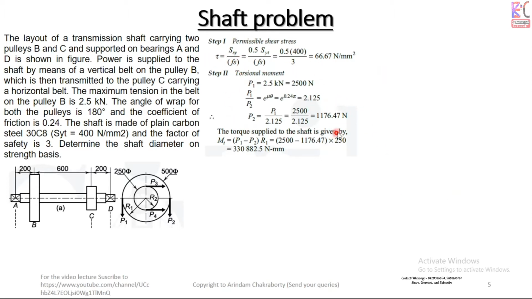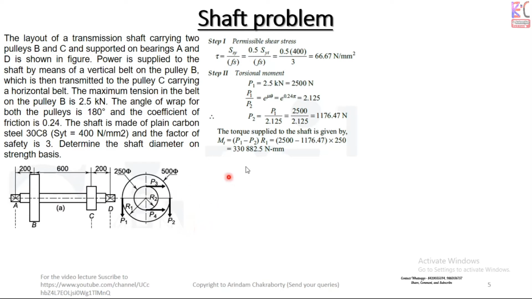Then after the torsional moment is calculated, this is the thing. That's why I am coming to this. This is done due to P1 by P2 is equal to e^(mu theta), because it's a belt right now. What is this problem? A transmission shaft. This is a bearing and this is a bearing. Two pulleys are over there. This is the driver pulley and this is the driven pulley. The driver pulley has a belt that is wrapped vertically, and the small pulley is wrapped in a horizontal way.